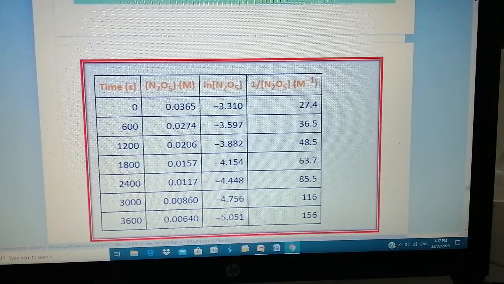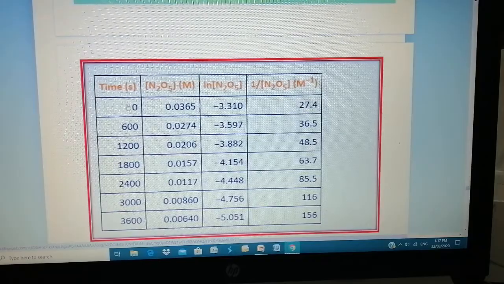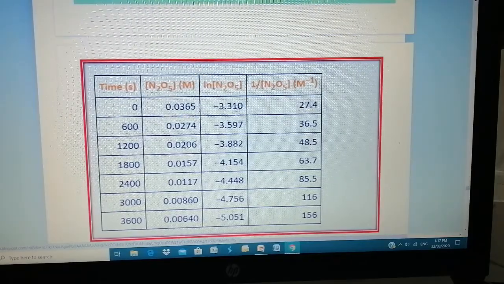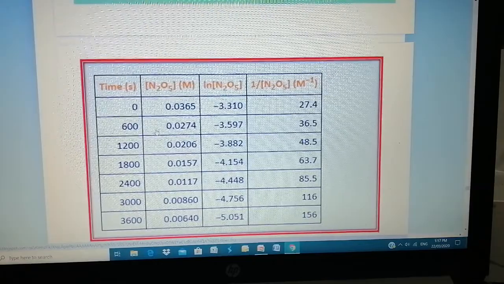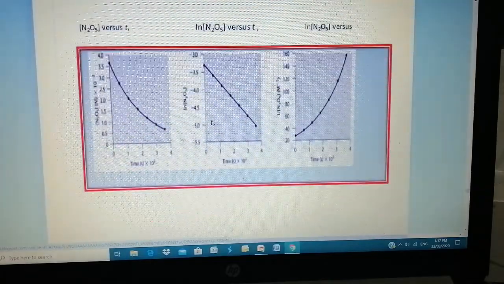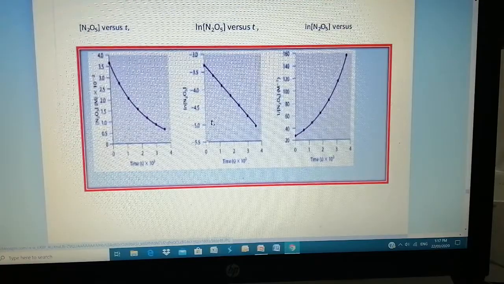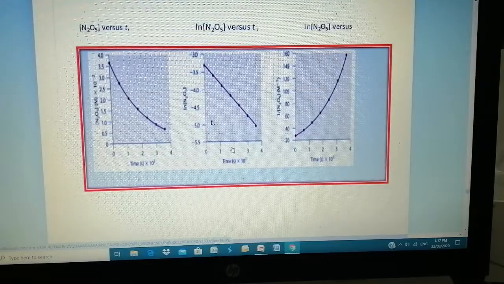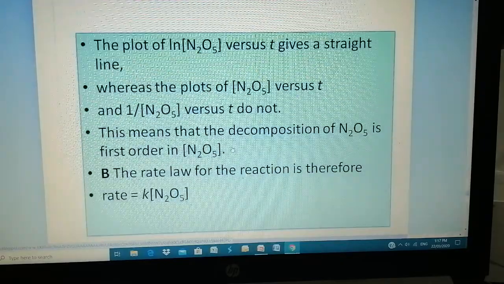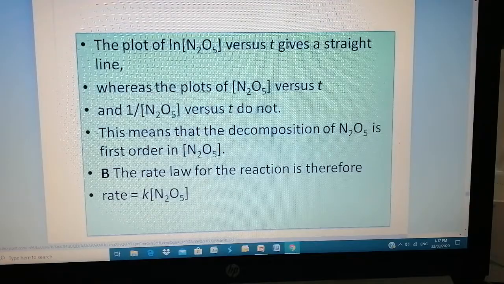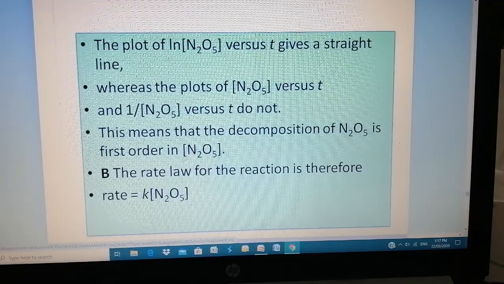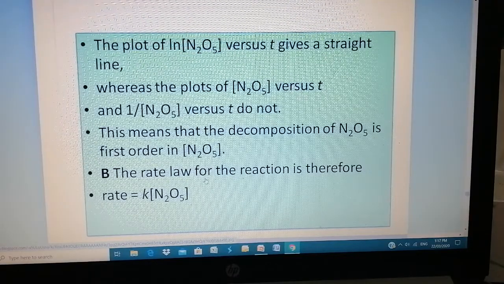What they will do is draw one graph for concentration and time, another graph for log of concentration and time, and another graph for 1 by concentration and time. So in total 3 graphs they will show you. In this you have to identify which is similar to the above shown diagrams. So here in this case, the plot of log N2O5 versus time gives a straight line. So this is a first order reaction.